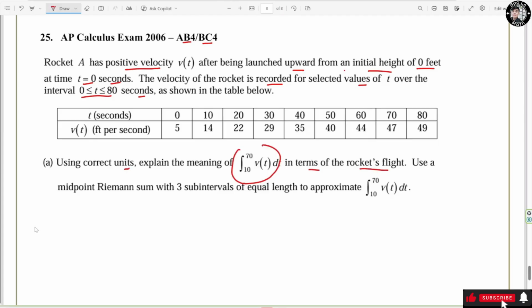Alright, so look at the velocity right here. It's going to be positive. So you need to say, since the velocity is positive, the integral represents the distance in feet traveled by rocket A from t equals 10 to t equals 70 seconds, because when you take the antiderivative of the velocity function, it becomes the distance function. So keep that in mind.